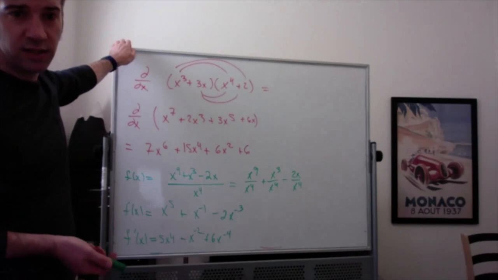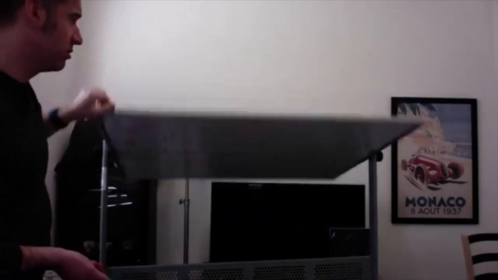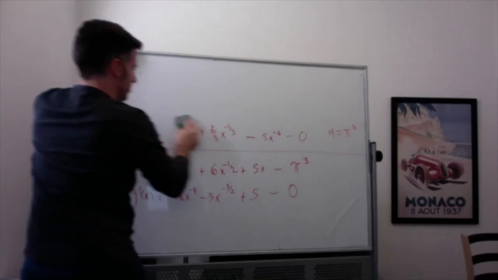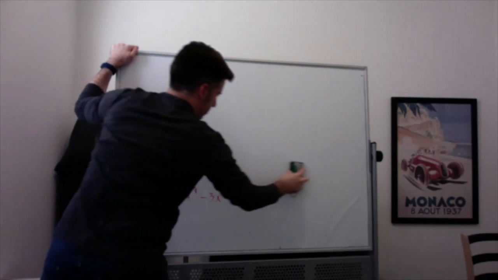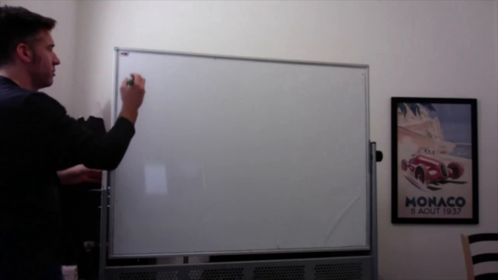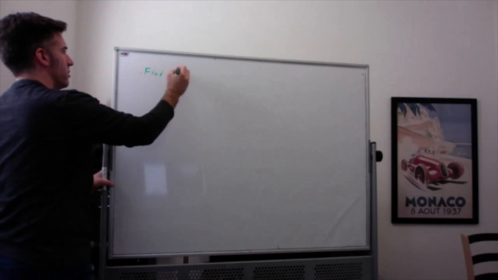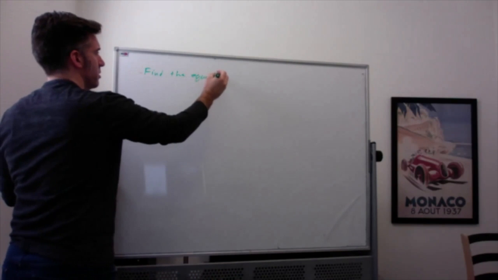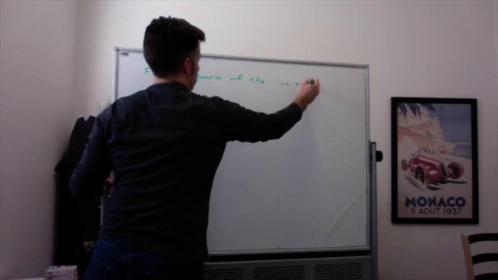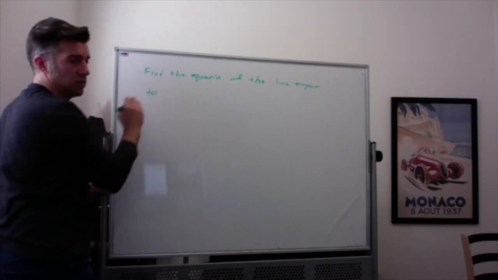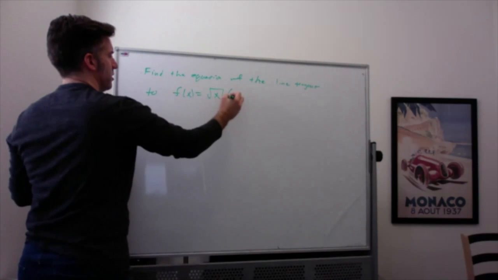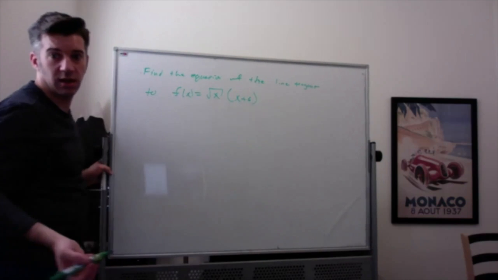And then we can use this to start finding equations of tangent lines. So for example, we could say, all right, I want to find the equation of the line tangent to, what do I got here? f of x equal to the square root of x times x plus 6 at x equal to 4.